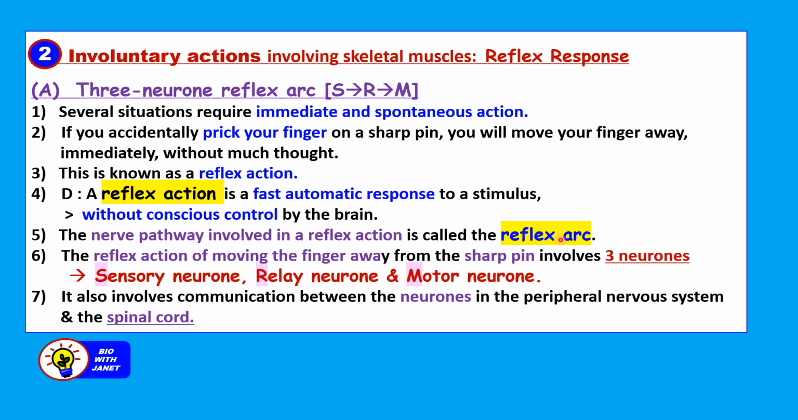Okay, how the nerve impulse moves in the reflex action, that's called the reflex arc. And the reflex action of moving the finger away from a sharp pin actually involves 3 neurons, which are the sensory neuron, relay neuron, and motor neuron. Think of the word serum. Sensory neuron, relay neuron, and motor neuron. It also involves communication between the neurons in the peripheral nervous system and the spinal cord. So the spinal cord is involved other than the 3 neurons.